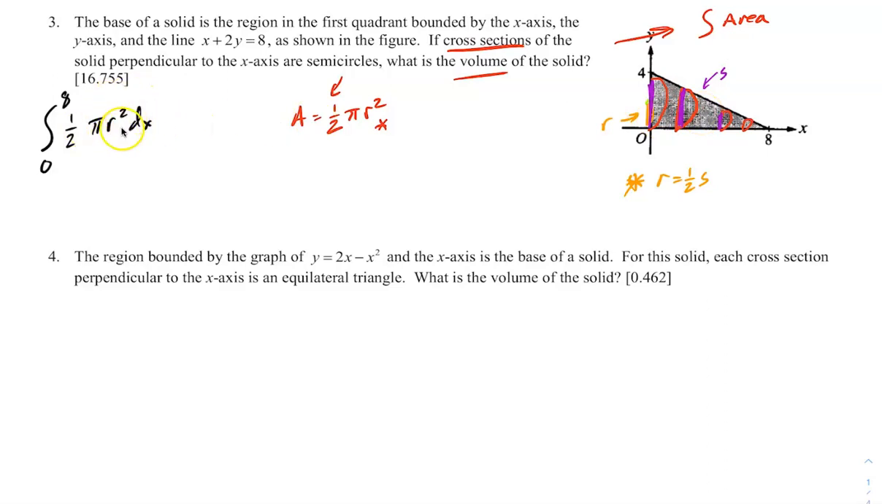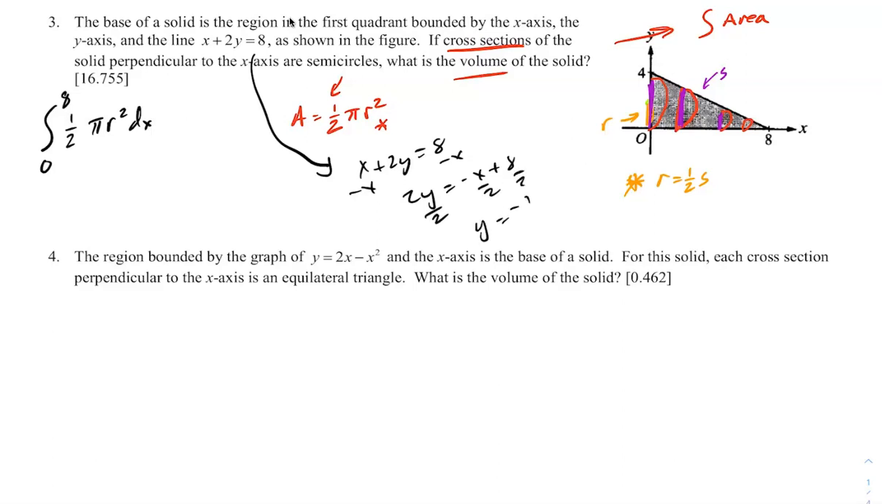And then all I have to do is find my r. Well, look at the equation they gave us: x plus 2y equals 8. That's not the proper form. Since I'm perpendicular to the x-axis, I can get y by itself. That's easy enough. We all took algebra 1. So we get y by itself, subtract x. So 2y equals negative x plus 8. Divide everything by 2. y equals negative x over 2 plus 4.